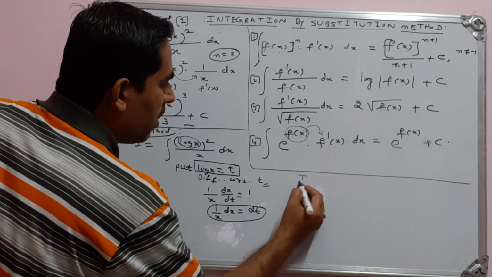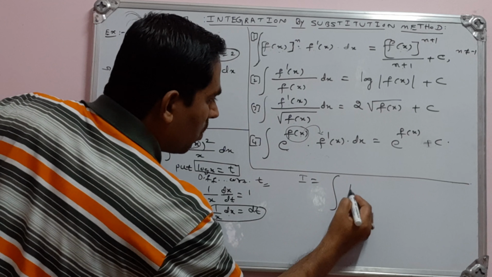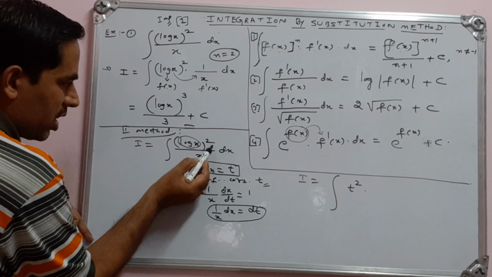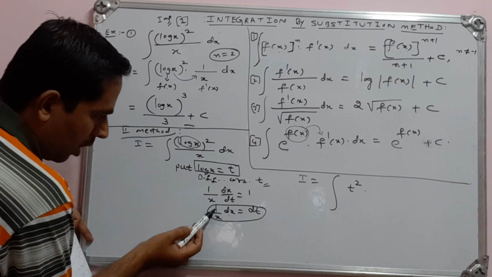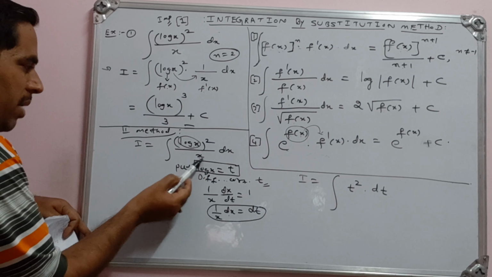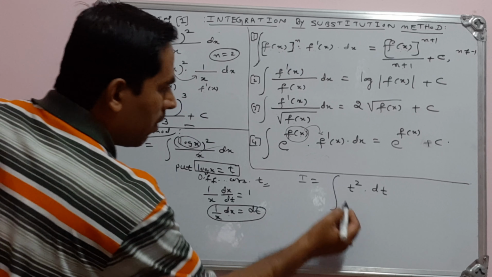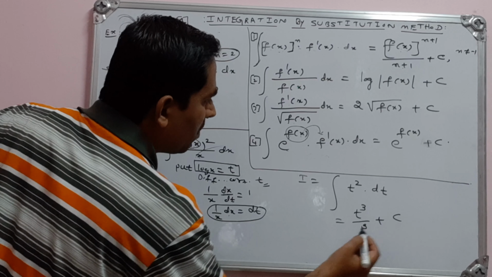I is equal to integration of, see, this log x, I have substituted t. So instead of log x, t. So what will this be? t square. Then what is left here? 1 by x into dx. Observe this: 1 by x into dx is what? dt. So the problem reduces to this: t square, and 1 by x into dx is dt. Now you can integrate. See, integration of t square by using the power rule: t cube by 3 plus c.